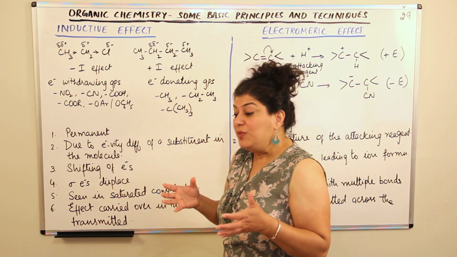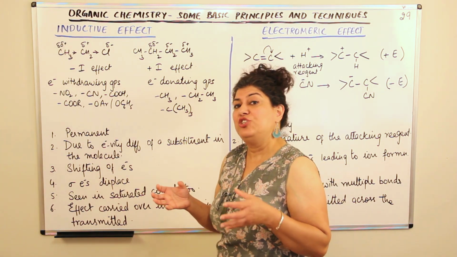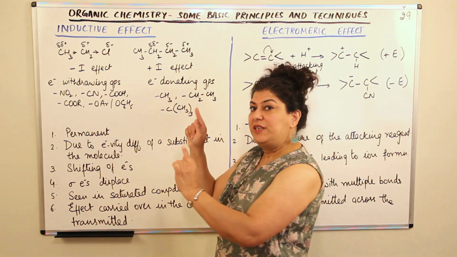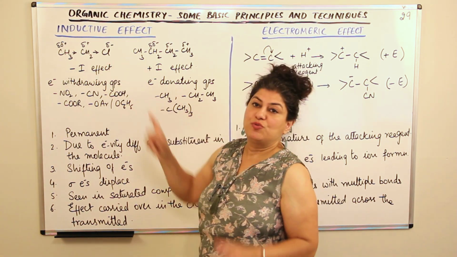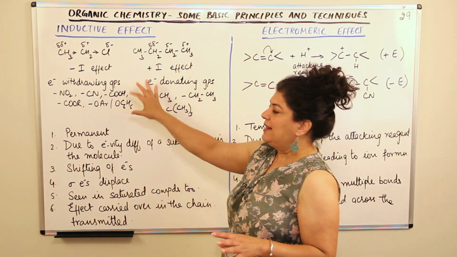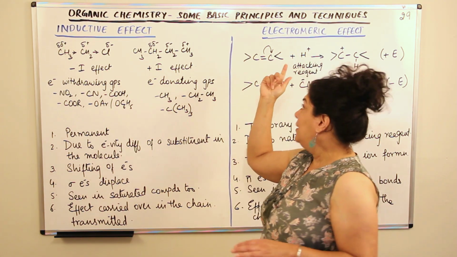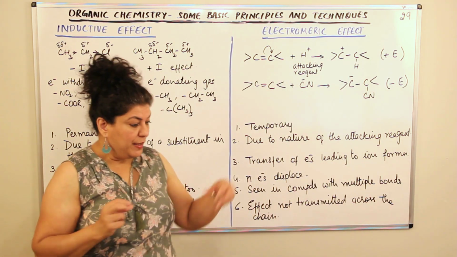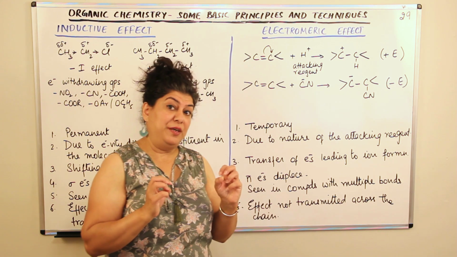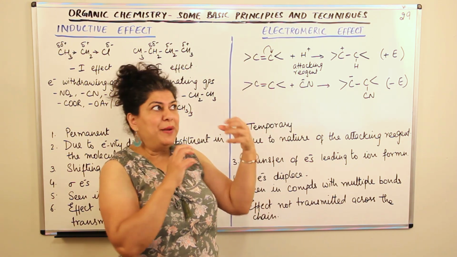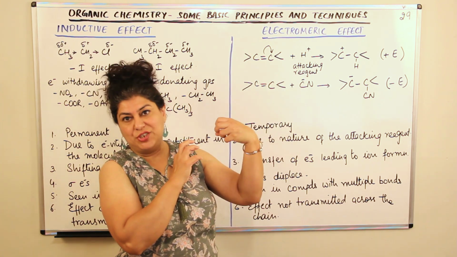Right? So what is inductive effect due to? Inductive effect is due to the electronegativity difference between the atoms which are bound. On the other hand, now let us come to electromeric effect. What is electromeric effect due to? I told you, first of all, it's a temporary effect, which means it depends on the nature of the attacking reagent.